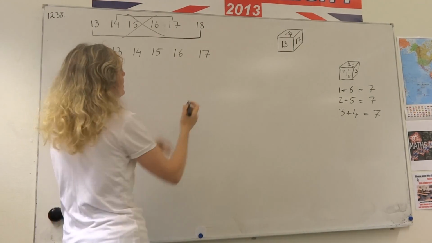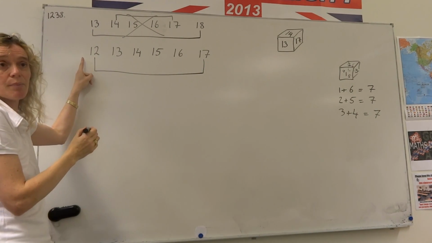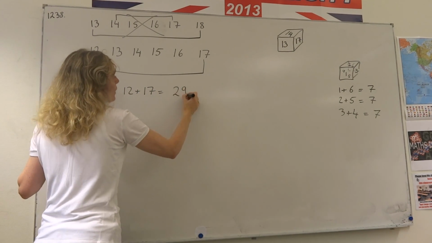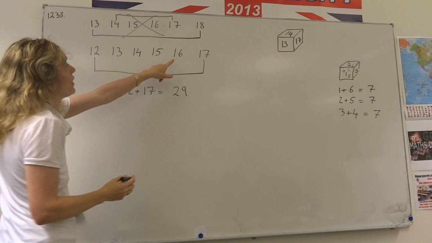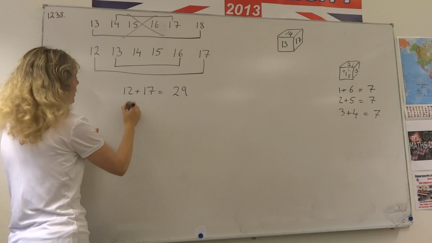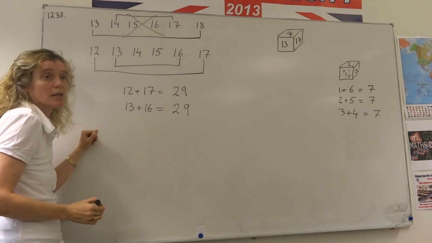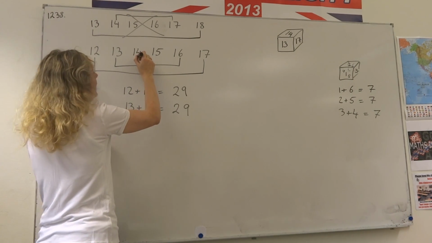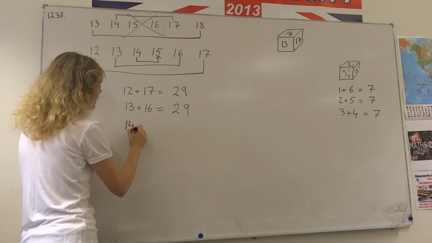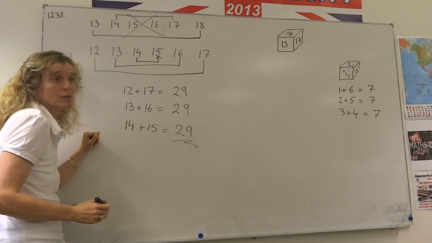So what about this one then? Well, opposite the 17, we must have the largest number opposite the smallest number. So 12 plus 17 would give us the number 29. That would give us, opposite the 13, a 16. 13 plus 16 gives us the total 29. And then our last check that we've done it right: opposite the 14, there should be a 15. 14 plus 15 gives us the sum 29.